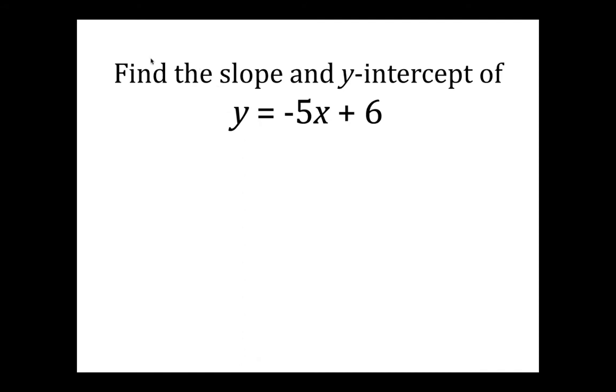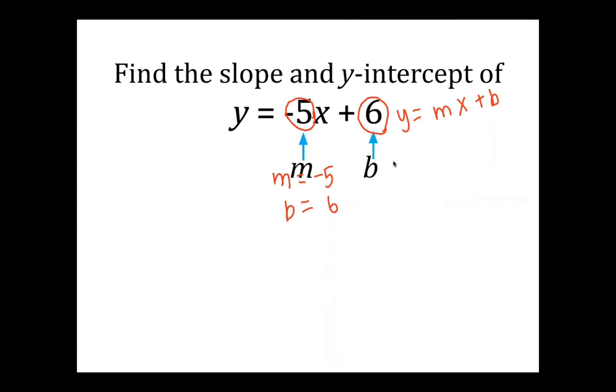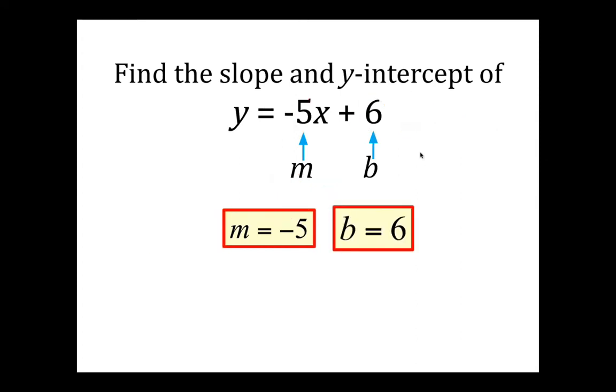So let's find the slope and y-intercept of y equals -5x plus 6. Now always keep in mind your format, y equals mx plus b. Your slope m will be this coefficient of x, which would be -5. So m will equal -5. And then your y-intercept will be this b value right here, which is the constant. So b will equal 6. So identifying your slope and y-intercept should be pretty simple. Slope will equal -5 and intercept will equal 6.